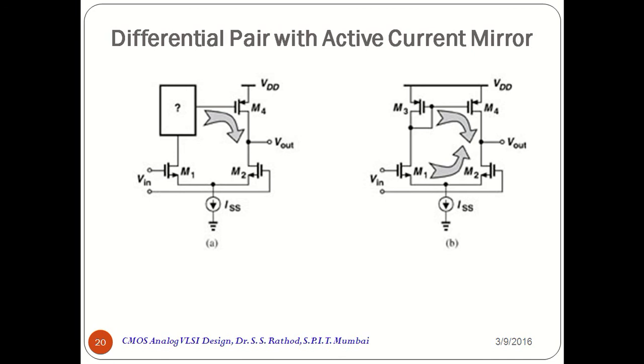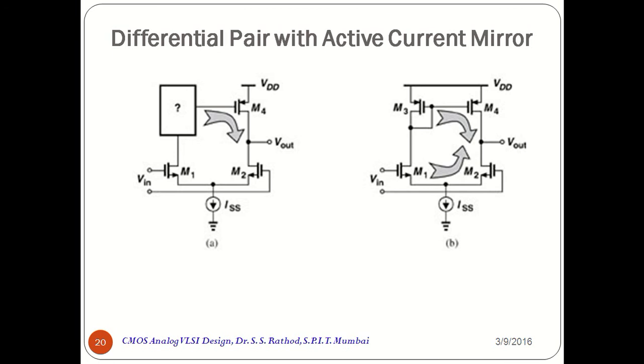The drain current of M2 drops and the drain current of M4 rises. In contrast to the earlier circuit, here M4 assists M2 with the voltage change at the output. This configuration is called a differential pair with active current mirror.